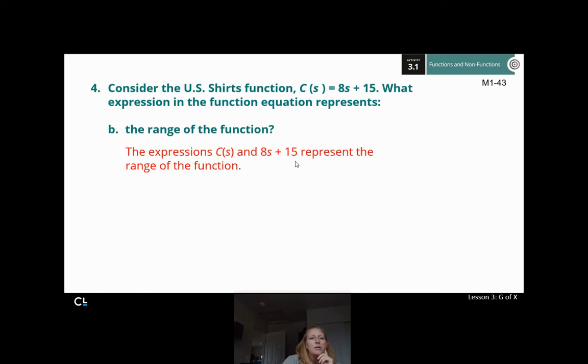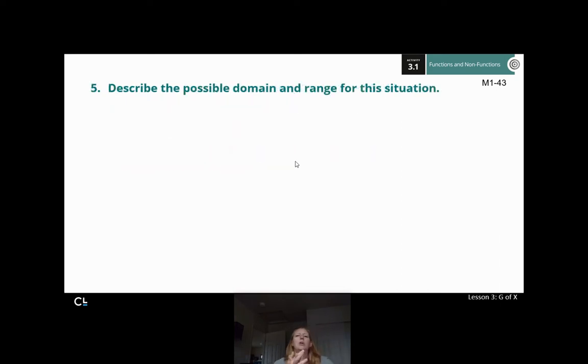But here's where I want us to get really fun. Instead of just giving me variables, give me numbers. Describe the possible domain and range for this situation. What are the possibilities for my input, and what are the possible numbers I would get for my output? Go ahead and hit pause and put down your thoughts. Hit play when you're ready to continue the discussion.